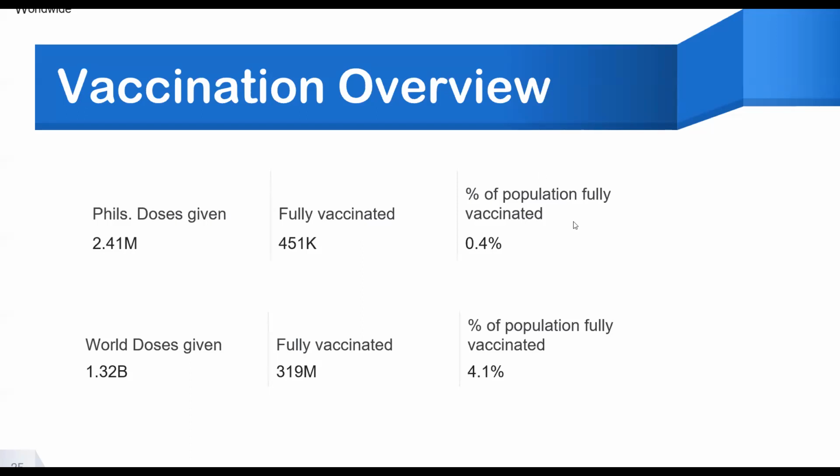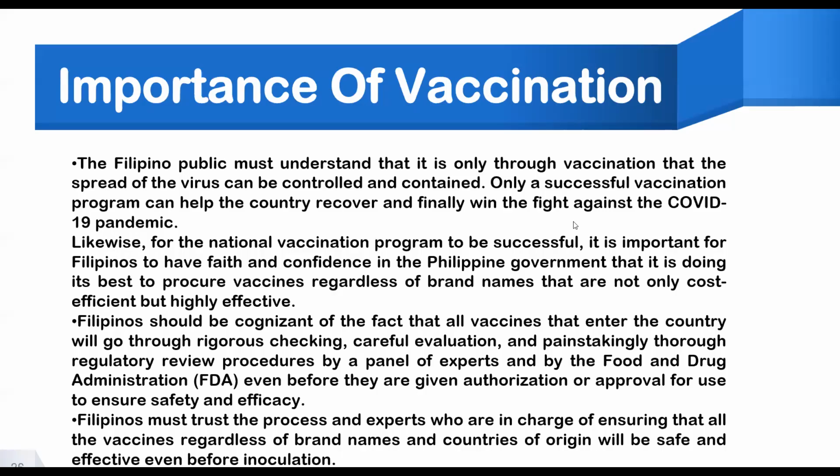Next is, what is the importance of vaccine? So the Filipino public must understand that it is only through vaccination that the spread of virus can be controlled and contained. So dito lang talaga natin makokontrol yung virus if meron na tayong immunity sa ating katawan. Kasi yung vaccine nagbibigay ng immunity. And only a successful vaccination program can help the country recover and finally win the fight against COVID-19 pandemic.